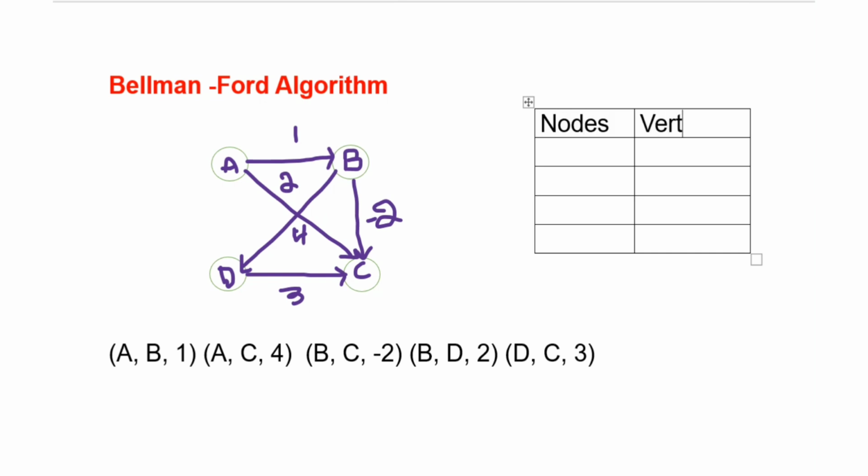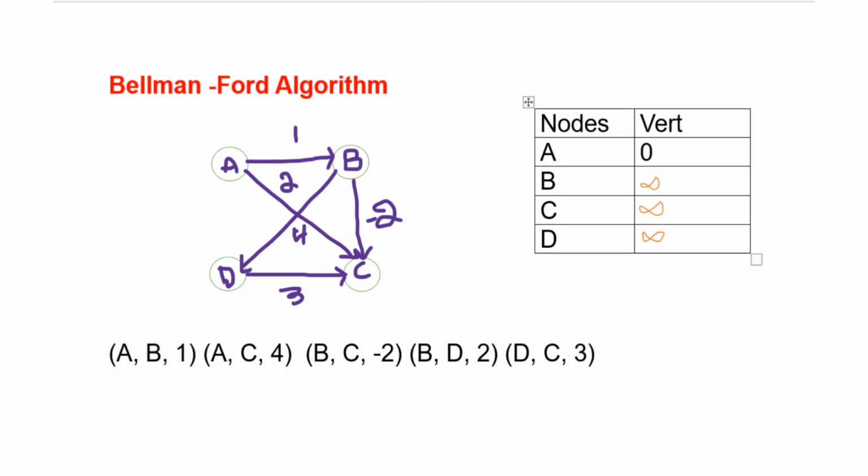For example, I am taking a graph. These are all the nodes. This is A, this is B, this is C and this is D. We connect A to B. The weight of A to B is 1 and B to C is minus 2, D to C is 3, and B to D is 4, and A to C is 4. This is the graph I take.